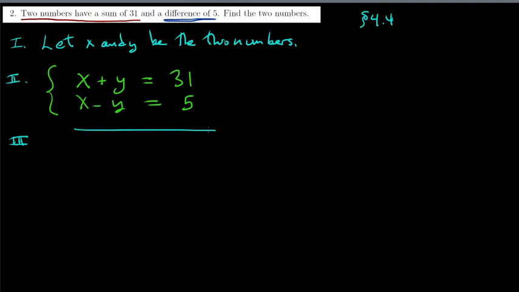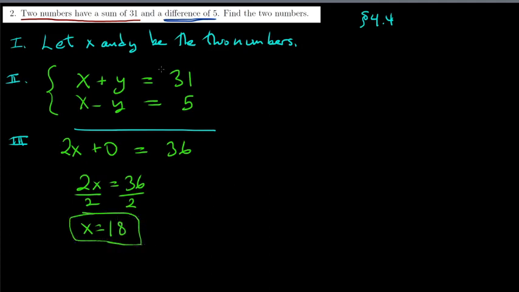When we add the two equations as they are, x plus x is 2x. X plus x, right, is 2x. Well, right, it's 1x plus 1x is 2x, right? Y plus negative y is 0, y minus y is 0, and 31 plus 5 is 36. So 2 times x is 36, divide by 2, x is 18.